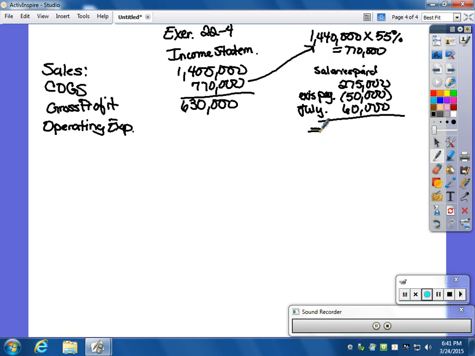So with this calculation here, how much is this? 275,000 minus 50,000 plus 60,000. So salaries, 285,000. And what's the next expense? What on that equipment? Accumulated depreciation. So that depreciation expense is how much? 36,000.